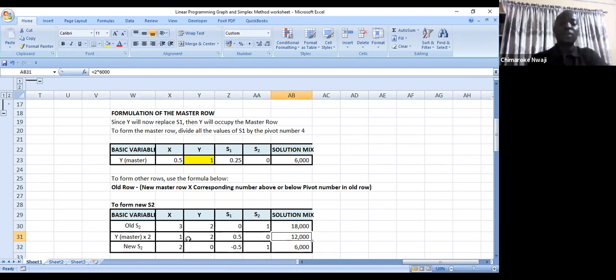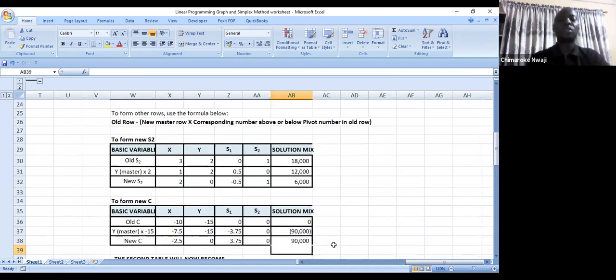So when you now follow the formula, old minus, so there will be a minus. So 3 minus 1 gives you 2. 2 minus 2 gives you 0. 0 minus 0.5 will give you minus 0.5. 1 minus 0 will give you 1. And 18,000 minus 12,000 gives you 6,000. Now, that is your new S2.